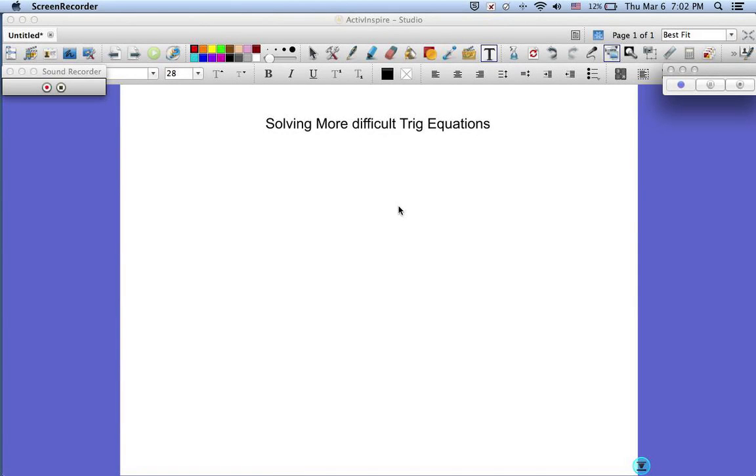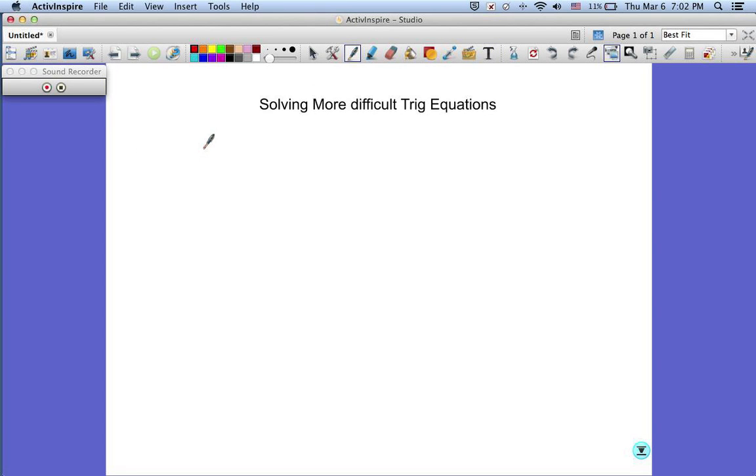Work on solving more difficult trig equations. These are equations that are more difficult than the ones we've done previously, right? Previously we've done some boring ones where you say 6 sine of x equals 3, so I divide by 6, I get sine of x equals 1/2, and you say, oh, well, x is going to be, if sine is 1/2, pi over 6 and 5 pi over 6. Or if you were working in degrees, you would say x equals 30 degrees or 150 degrees, right?